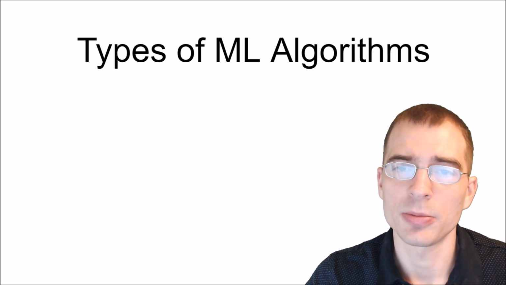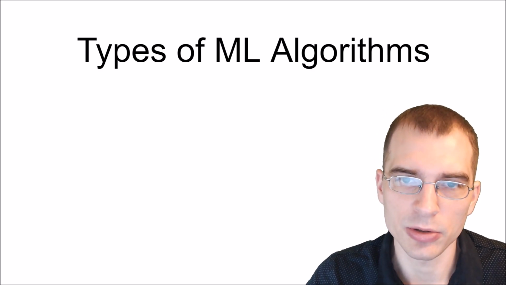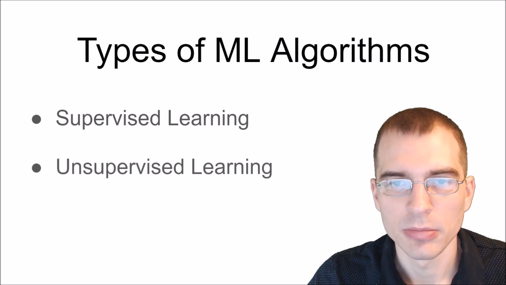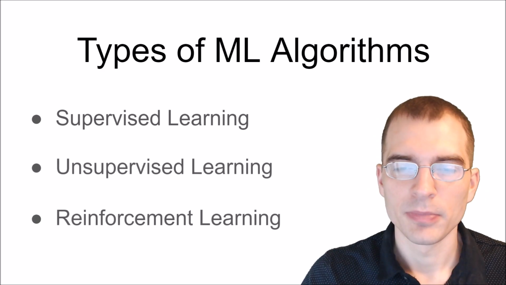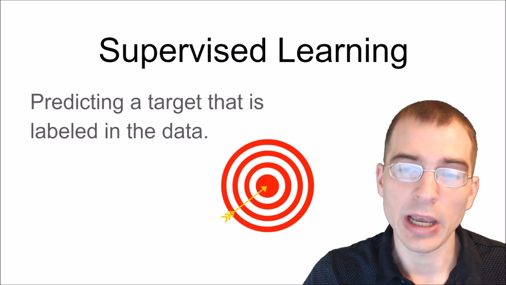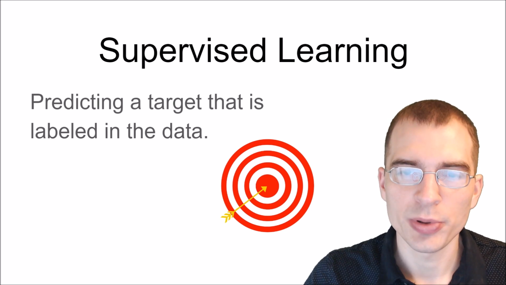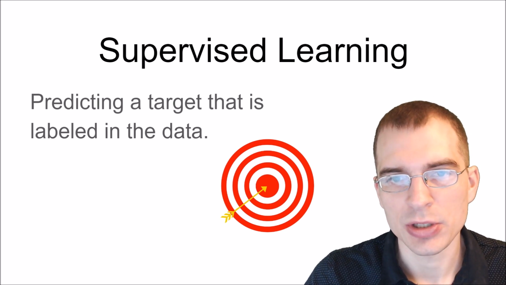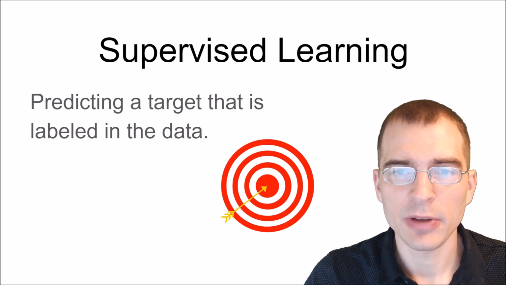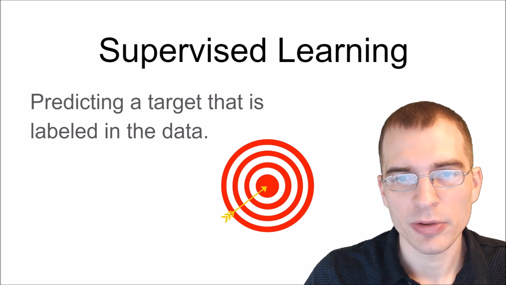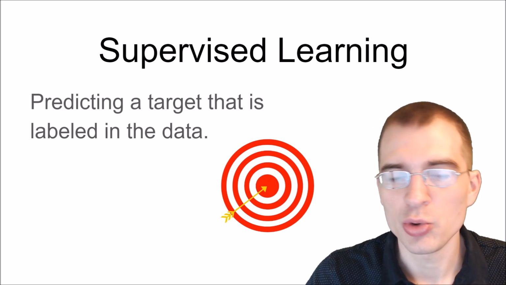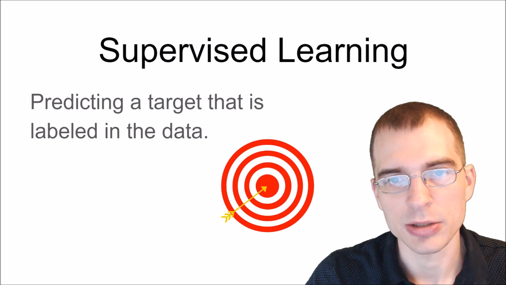Machine learning algorithms fall into three general categories: supervised learning, unsupervised learning, and reinforcement learning. In supervised learning, there is a labeled target variable provided to the algorithm, and the goal is to predict that target on new observations that are not yet labeled. For instance, a company might have information on customers and whether they purchased a new product or not, and they're interested in predicting whether new customers will purchase that same product.